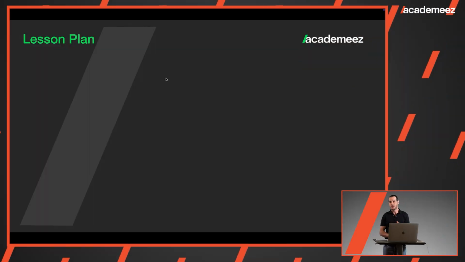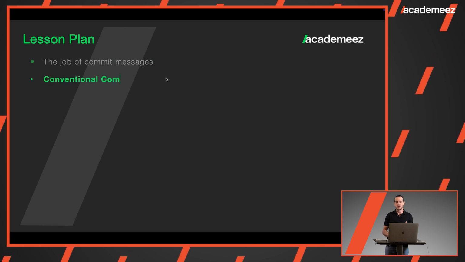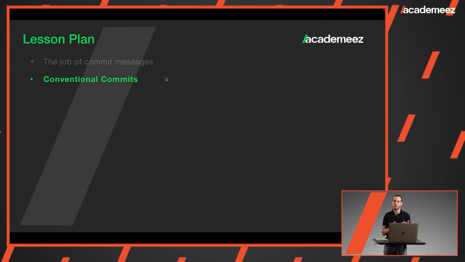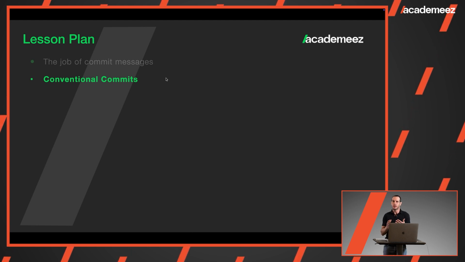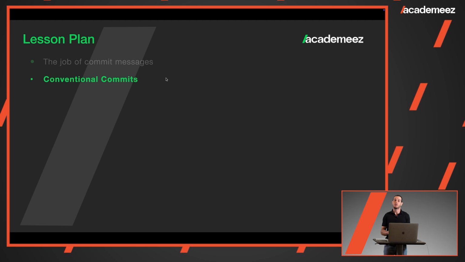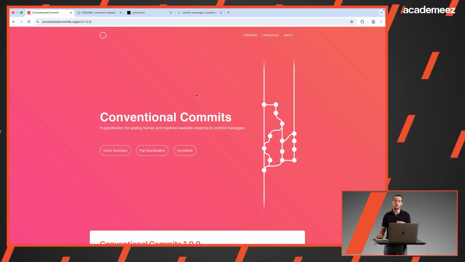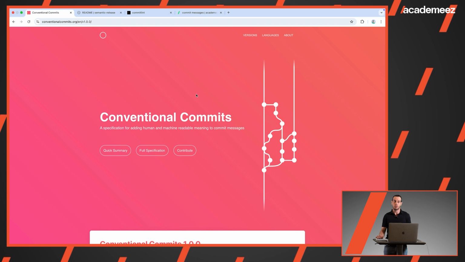So here's the plan for this lesson. We're going to start to talk about the job of a commit message and understand that the commit message is actually more important than what we think. We are then going to talk about the conventions of how to write commit messages. Specifically, we're going to talk about the popular convention that is called conventional commits. We'll learn how to use conventional commits to write those commit messages.